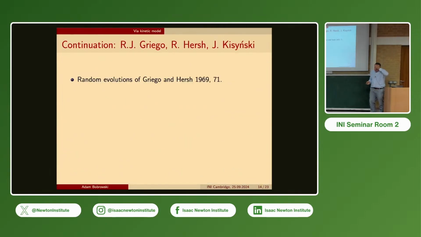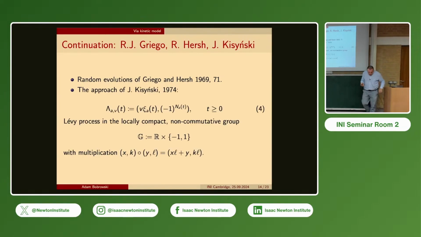This has been a huge thing. This book by Mark Kac started a very important field for a long time. A number of mathematicians worked on this, particularly Griego and Hersh. They started the theory of so-called random evolutions. So this was a big field. But I would like to tell you about the approach to this problem by Jan Kisyński. This is very neat.